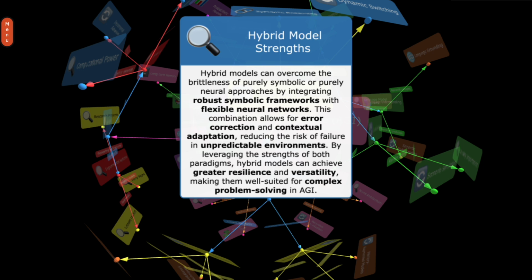Hybrid models can overcome the brittleness of purely symbolic or purely neural approaches by integrating robust symbolic frameworks with flexible neural networks. This combination allows for error correction and contextual adaptation, reducing the risk of failure in unpredictable environments. By leveraging the strengths of both paradigms, hybrid models can achieve greater resilience and versatility, making them well-suited for complex problem-solving in AGI.